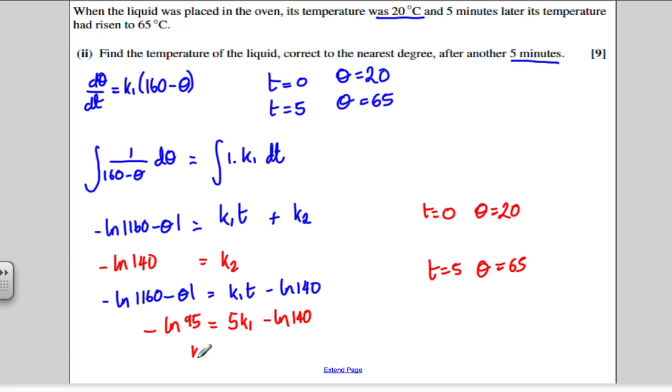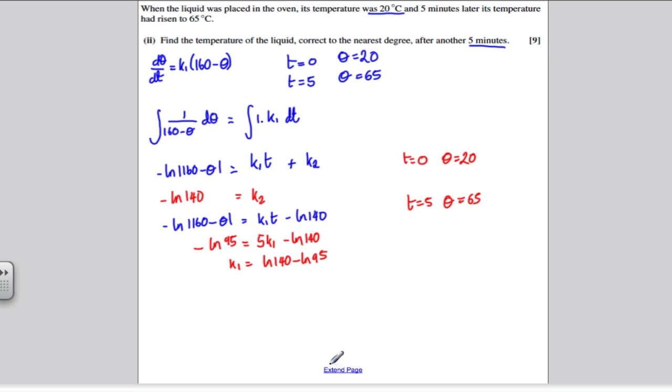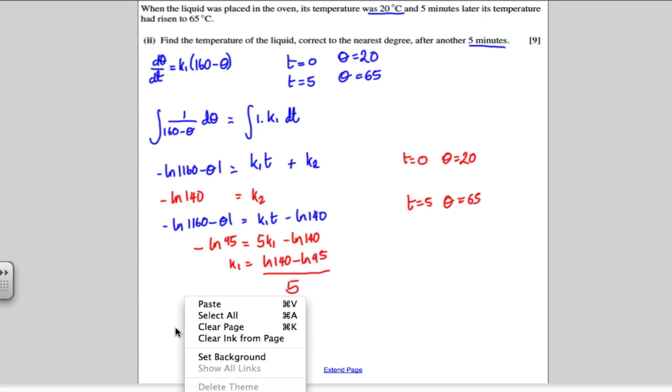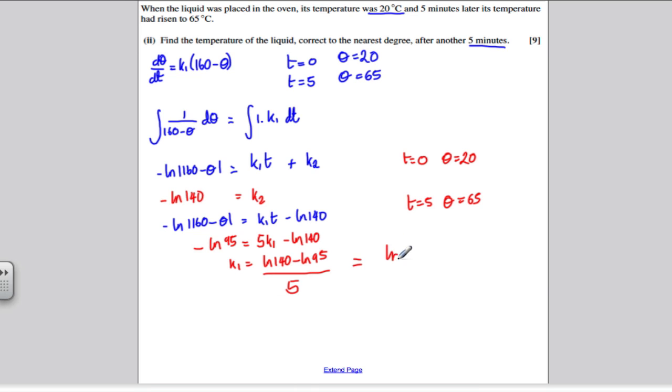So in particular, what's k1? Well, if I add ln 140 to both sides and divide by 5, I would get k1 equal to ln 140 minus ln 95, all of that divided by 5. Using our ln rule, ln 140 minus ln 95 is going to be ln of 28 over 19, dividing 140 by 95. So this would be a fifth, taking out that 5 there, a fifth ln 28 over 19. And hence I've got my full solution now, which I can write out.